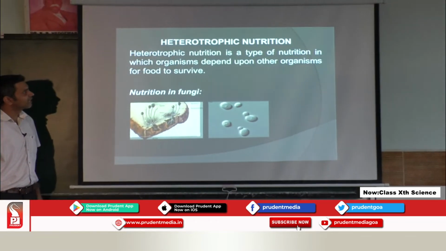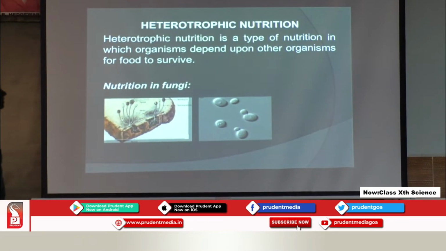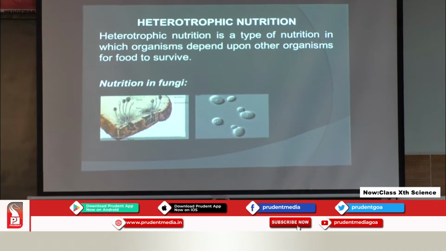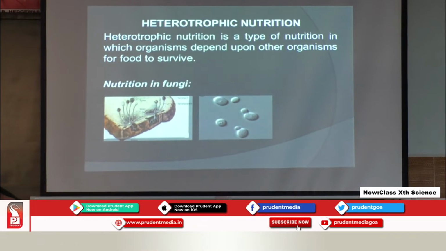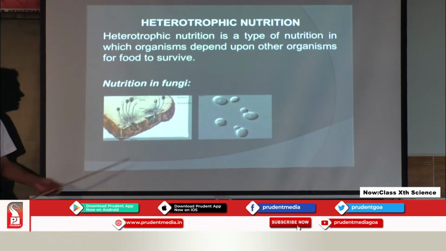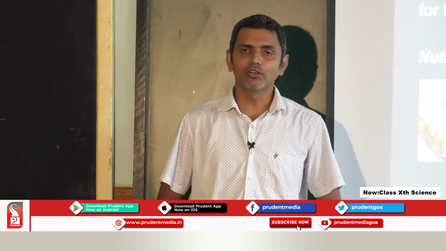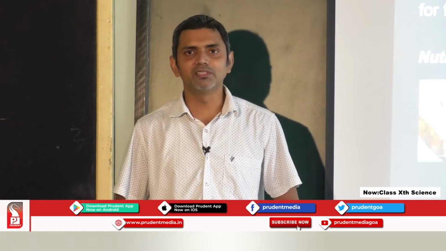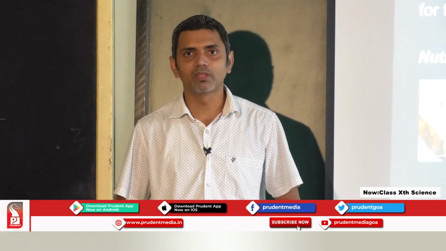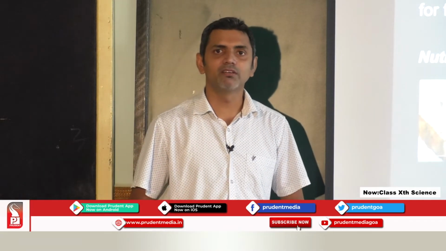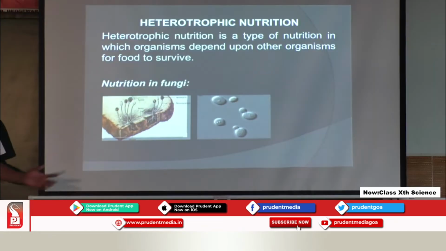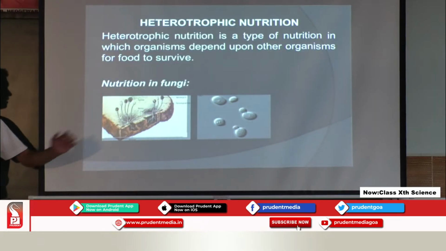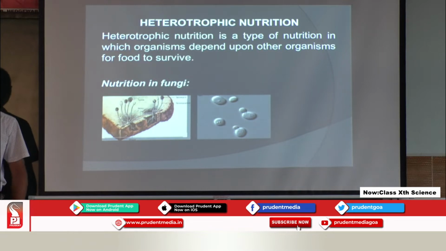Heterotrophic nutrition is a type of nutrition in which organisms depend upon other organisms for food to survive. These are some of the examples. One of the examples is fungi. Heterotrophic nutrition takes place in animals, and it takes place in fungi. First, we will consider fungus. These are two examples of fungi, bread mold and yeast. One more example of fungus is mushroom.